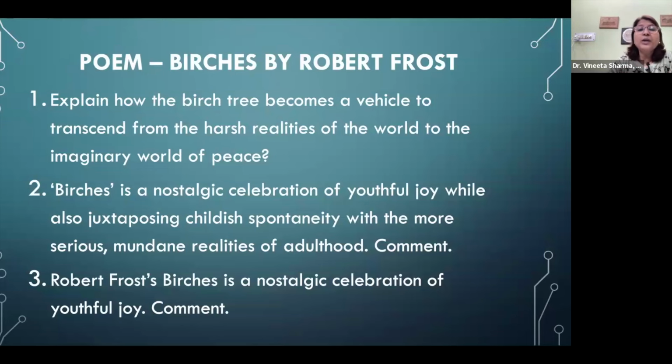Explain how the birch tree becomes a vehicle to transcend from the harsh realities of the world to the imaginary world of peace. Birches is a nostalgic celebration of youthful joy while also juxtaposing childish spontaneity with the more serious, mundane realities of adulthood. Comment. Then, Robert Frost's Birches is a nostalgic celebration of youthful joy.